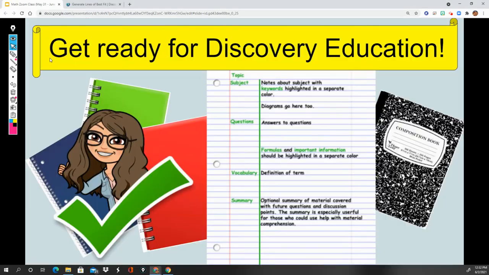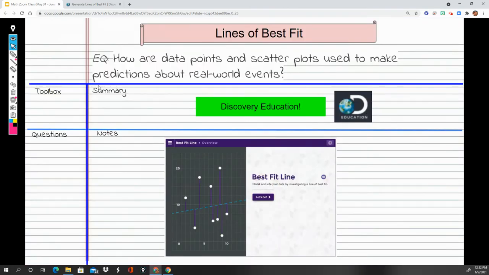So let's put this all together. We're going to go to Discovery Education. To do that, you're going to be going to 10.2 Investigation 2. And I will make sure to put this link or this information in Edpuzzle and in Google Classroom, but you can click on this link here. Oh, sorry, let me reset that.